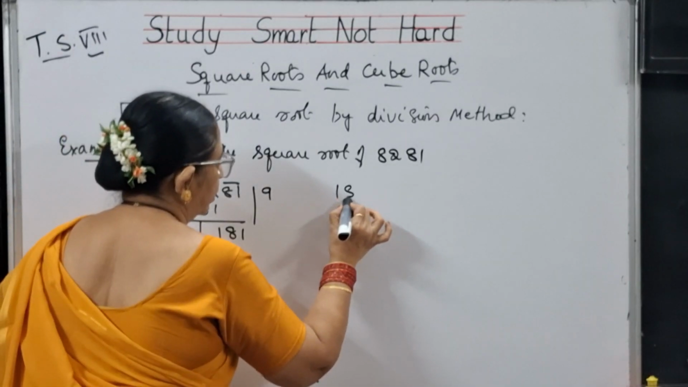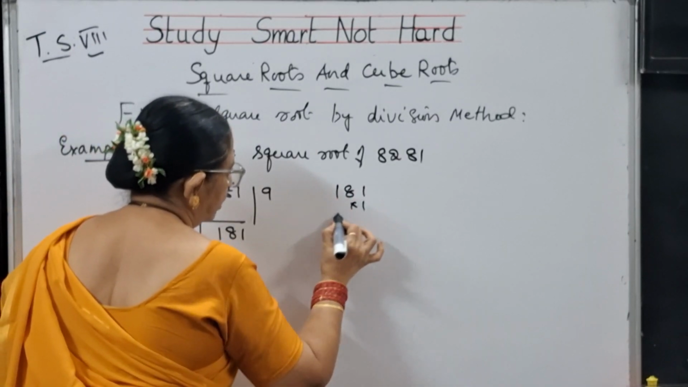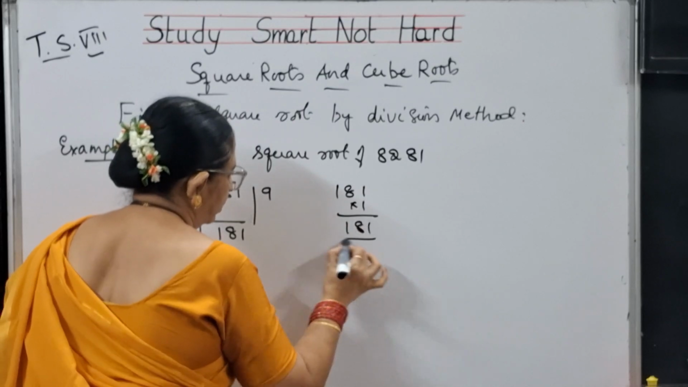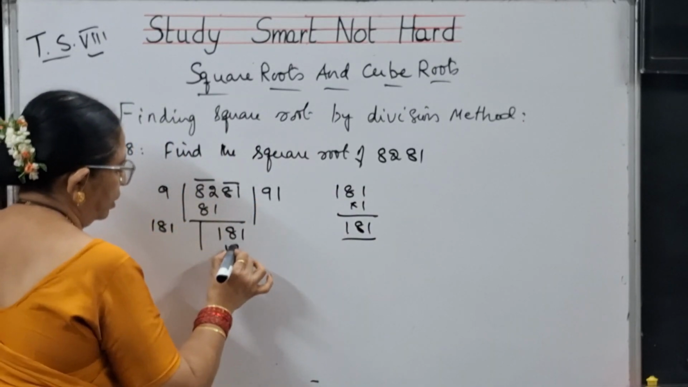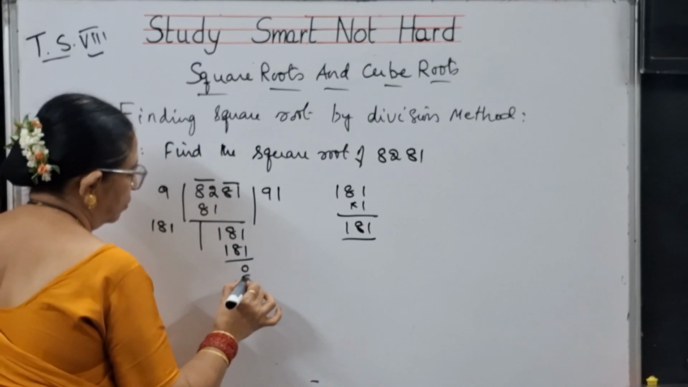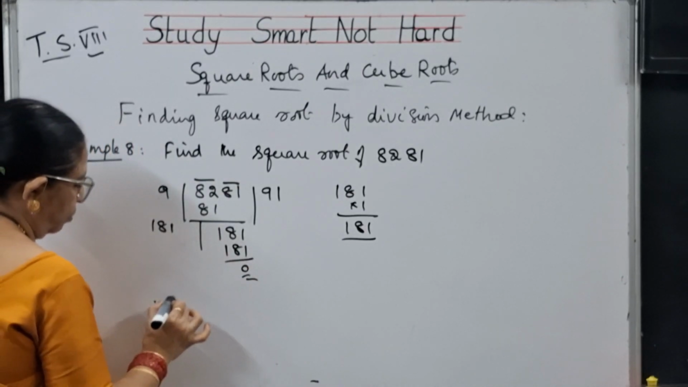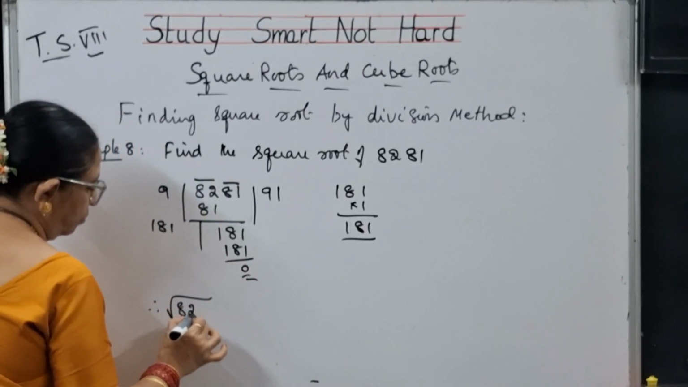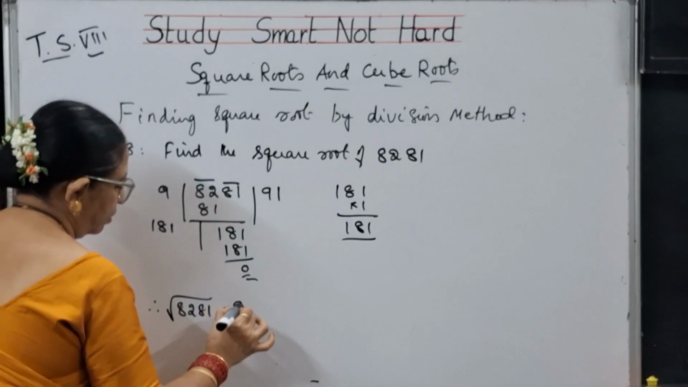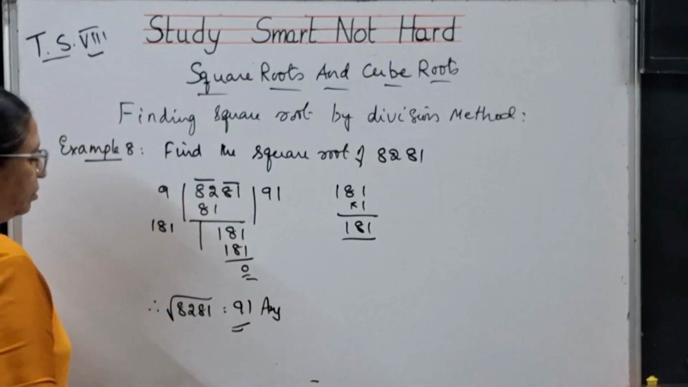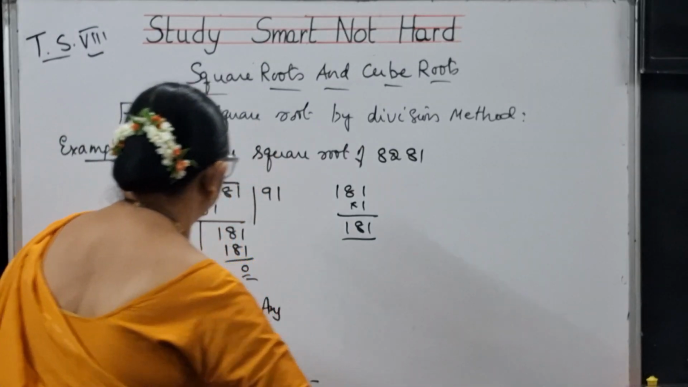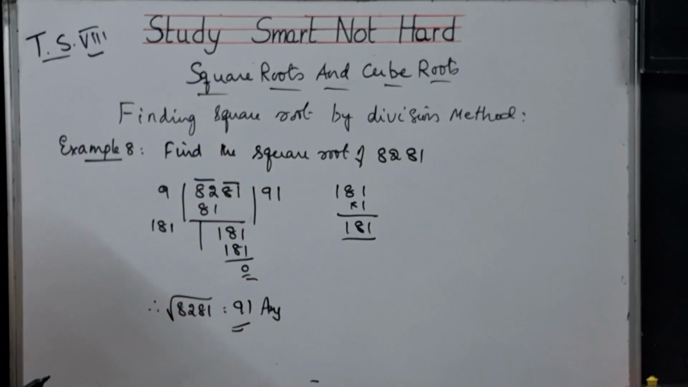So 18 means units place 1 we will be getting, with 9 1s are 9, 9 9s are 81. So if you take 181 into 1, you are getting 181. So that is what you want. So 181, 0. Therefore, root of 8281 is equal to 91 is the answer for this 8th one, children. So please note it down.